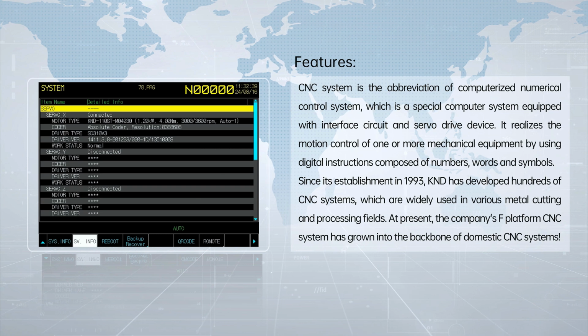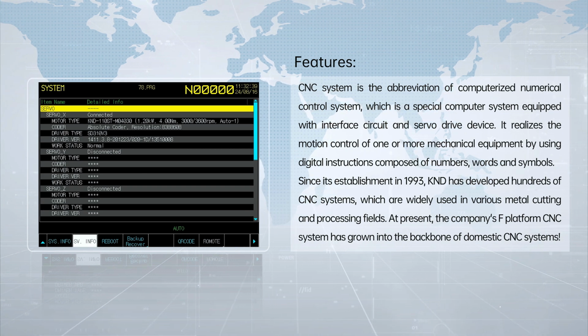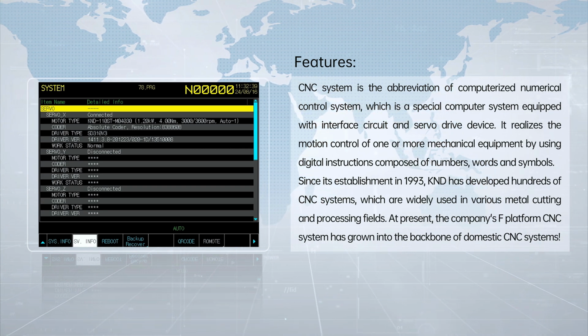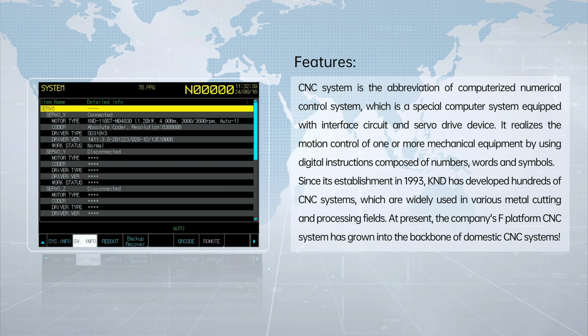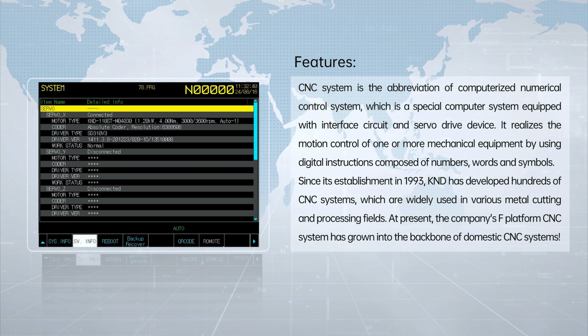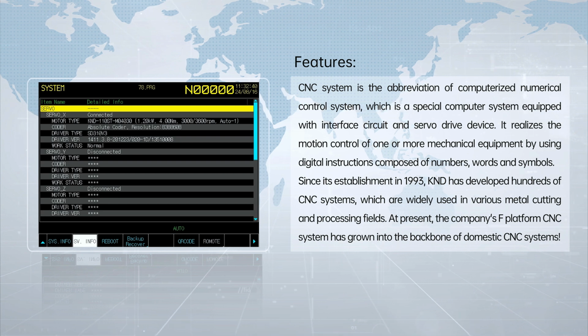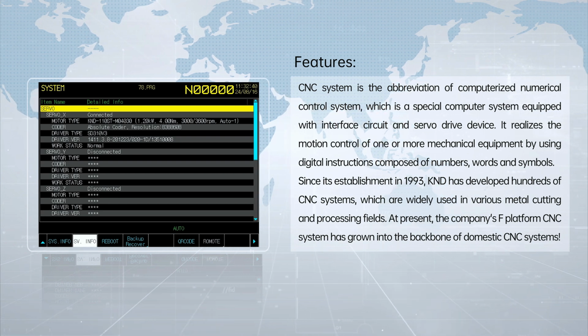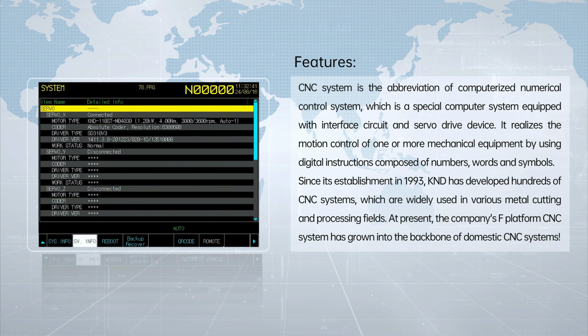CNC system is the abbreviation of Computerized Numerical Control System, which is a special computer system equipped with interface circuit and servo drive device. It realizes the motion control of one or more mechanical equipment by using digital instructions composed of numbers, words, and symbols.